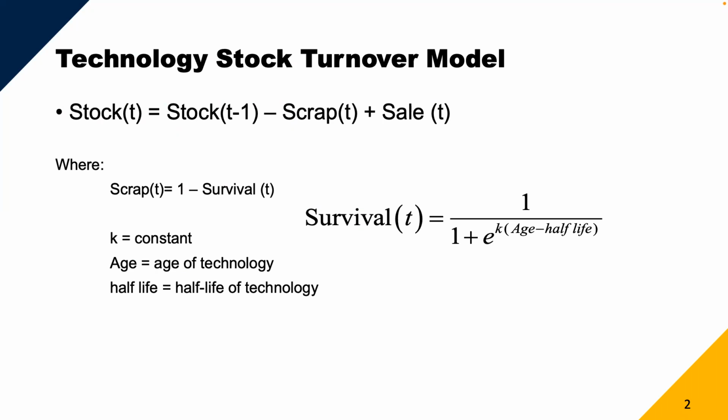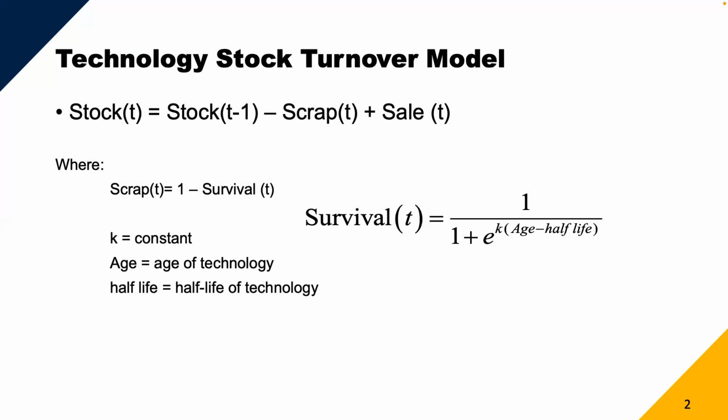So the way we do this, the total stock of vehicles in any given year is equal to its stock in the previous year minus how many are leaving, which is what we call scrappage. That's when a car gets retired, plus how many new vehicles are being sold. Scrappage is defined as 1 minus the survival rate. You can think of this as your overall set population, and the survival is defined here.